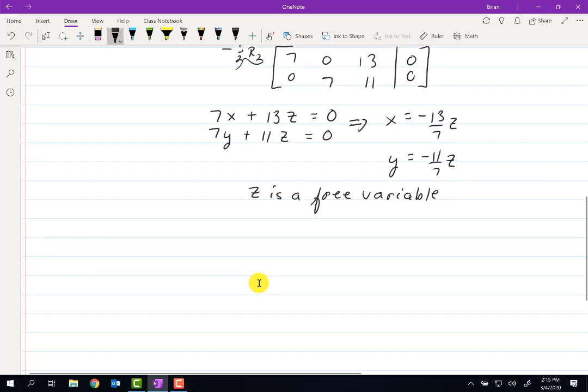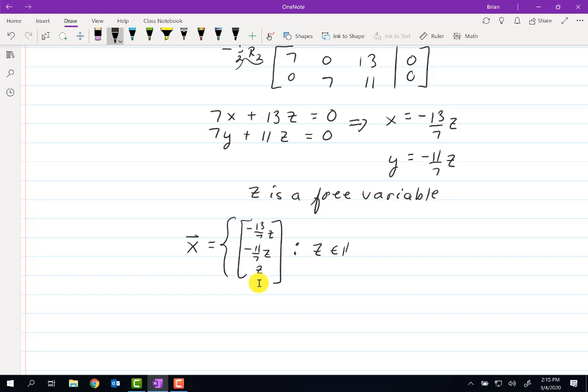So if I wanted to describe the null space, I would describe it simply as this. So what we'll have is the set of all vectors: negative 13 over 7 z, negative 11 over 7 z, and then z can be anything itself. And this would be such that z is in the real numbers.